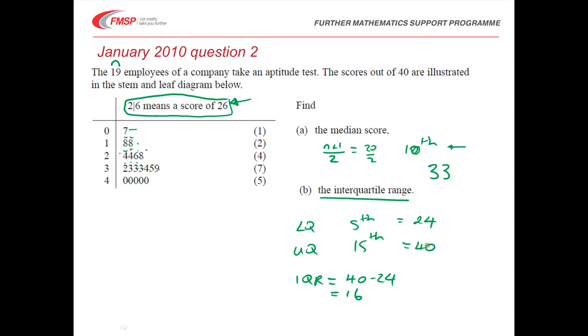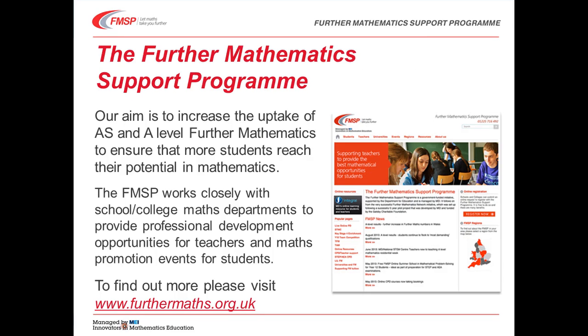So in total, this was worth 4 independent marks. You get 1 mark for getting 33, 1 mark for getting 24, 1 mark for getting 40, and then rather nicely you get a follow-through mark here. So if you've made a mistake with your lower and upper quartiles previously, then you are sort of rewarded for that.